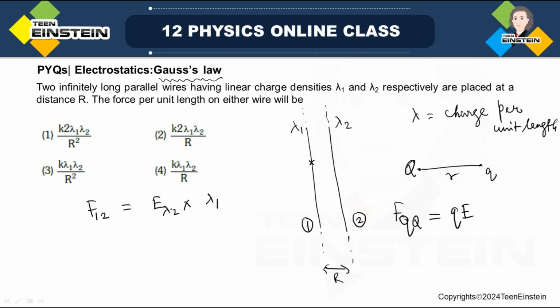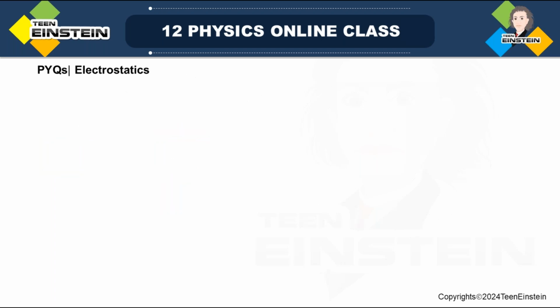So let us find out what is the electric field produced by a long, infinitely long wire. Here we have to apply Gauss's law.